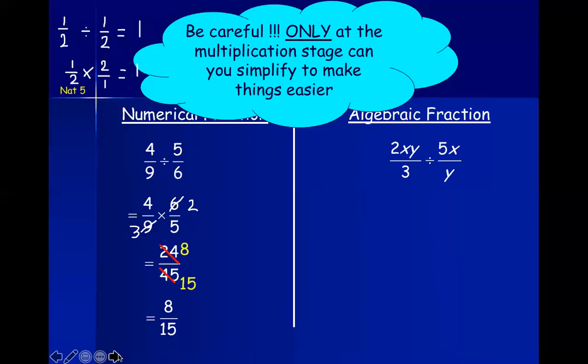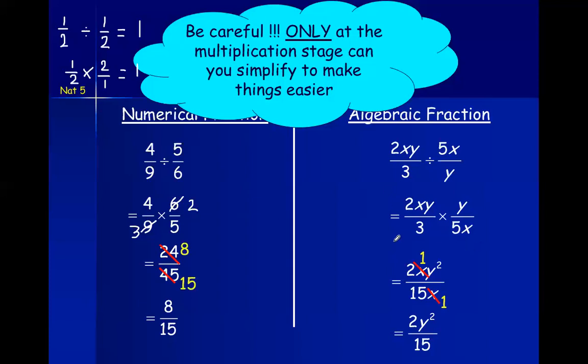Okay. So 8 over 15, we found how to do it. We need to do the same for the next one, where we've got algebra involved. We change the divide to a times and we flip the second fraction. And that becomes y over 5x instead of 5x divided by y. 2xy squared. Now look, I've got an x and an x, so you could get rid of those x's. You can simplify straight away. So you could have done it a stage earlier and just written 2y squared over 15.